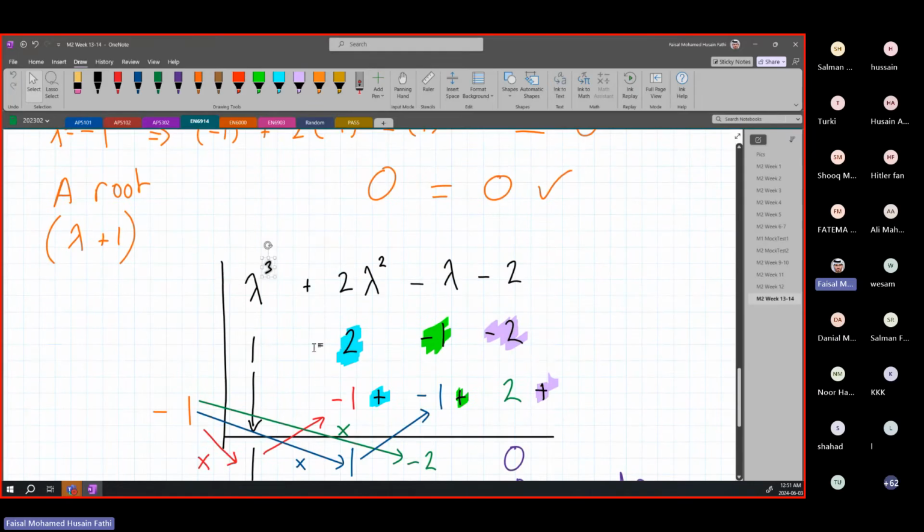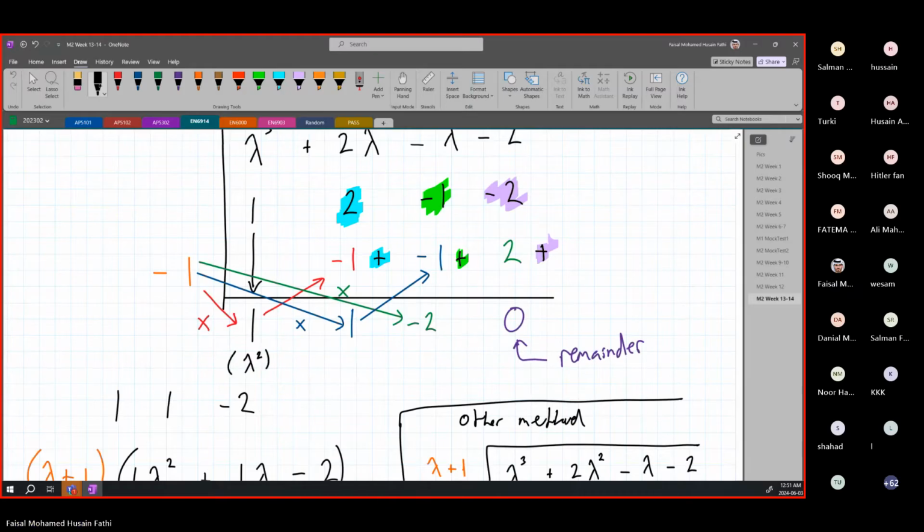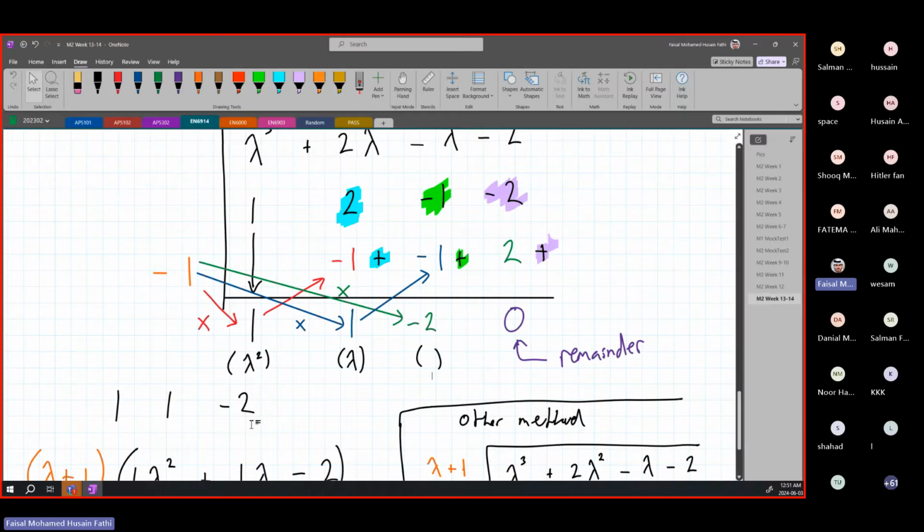And we started with cubed, so this will be squared. This is going to be squared. This is going to be lambda, and this is going to be no lambda at all. All right? This is how you can do it.